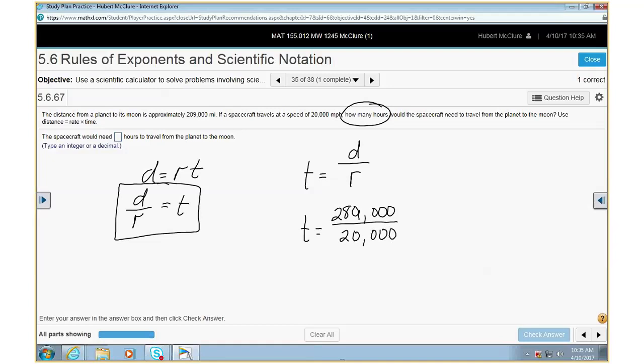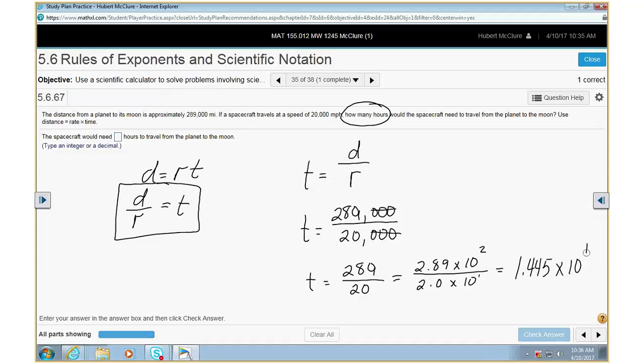And if you wanted to, you could go ahead and knock these two out. That would be t is equal to 289 over 20, and that would be 2.89 times 10 to the second over 2.0 times 10 to the first. And I believe we could really do 2.89 divided by 2. 2.445? No. Oh, 1.445, sorry. 1.445 times 10 to the first power, and that would be 14.45, whatever they're asking for. Is it hours? Yeah. So it takes 15 hours to go to the moon.